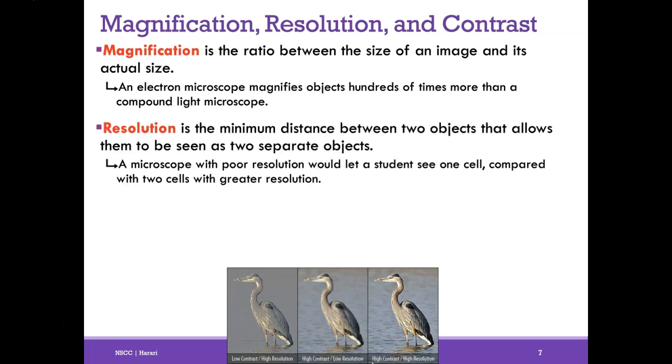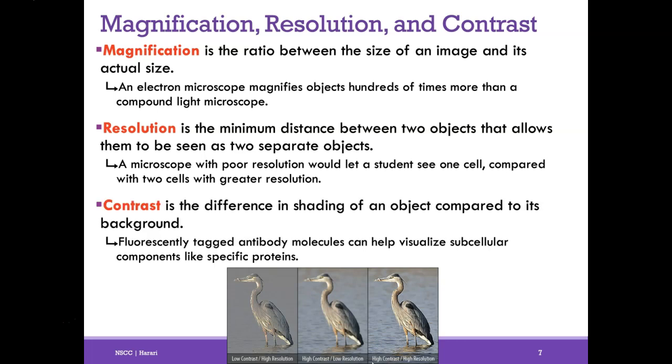Resolution is the minimum distance between two objects that allows them to be seen as two separate objects. So it's the ability to resolve, to see two separate points. A microscope with poor resolution might let a student see one cell, but if I had better resolution, you might be able to resolve that it's actually two cells.